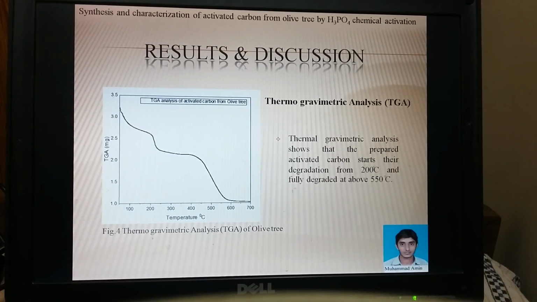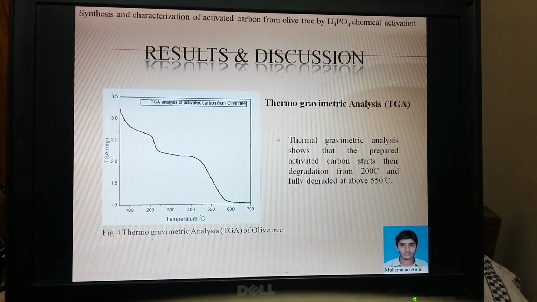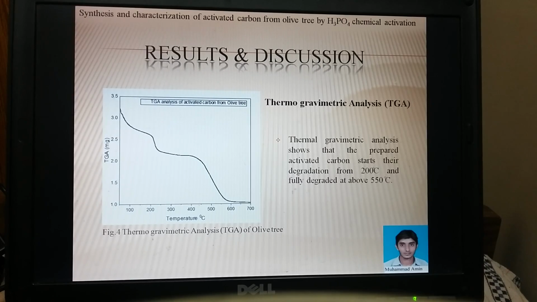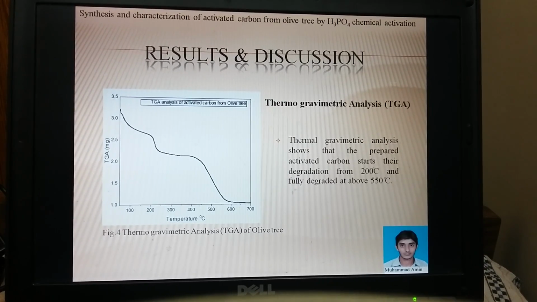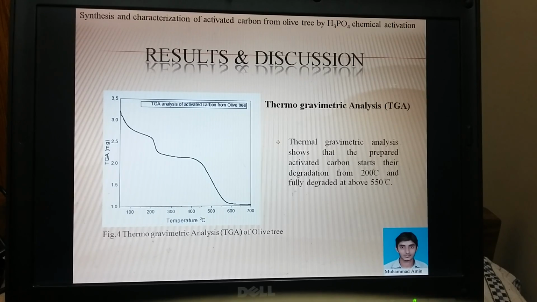And finally, TG analysis is done in order to analyze the thermal degradation. At the very start, degradation begins at 200 Celsius to 400 Celsius. Generally 50% of the thermal degradation is done at 400 Celsius, but sharp and full degradation starts above 550 Celsius.